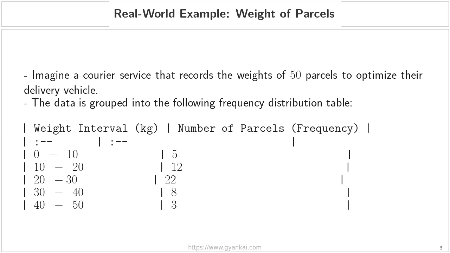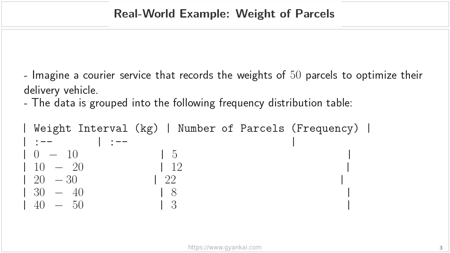Because there are so many different weights, instead of listing every single parcel individually, the data has been organized into a frequency distribution table. Take a look at the table on the screen. On the left, we have our weight intervals, measured in kilograms. On the right, we have the frequency, which tells us the number of parcels that fall into each specific weight range. For instance, we can see that 5 parcels weigh between 0 and 10 kilograms, and 12 parcels fall within the 10 to 20 kilogram range.